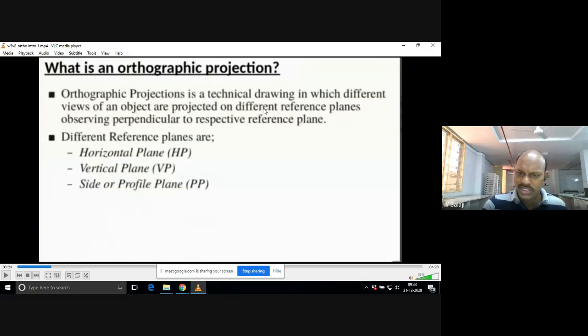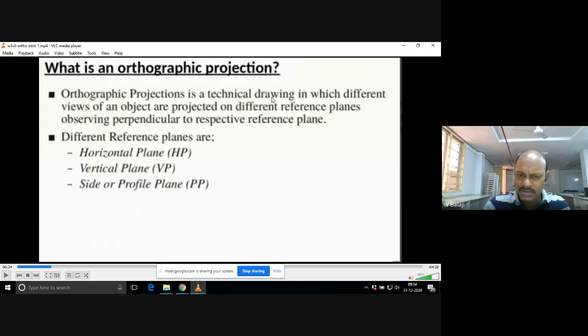So orthographic projection is a technical drawing in which different views of an object. Okay, different views. Now I will ask you simple questions. If you take a cell phone object, suppose you keep the cell phone in front of you, you will see the total display, right? That is the view. Suppose if you see from the top, you will see only small width and thickness. You don't find any display glass. And if you see the same object from the left hand side, again you will find some rectangular thickness of the cell phone, right?